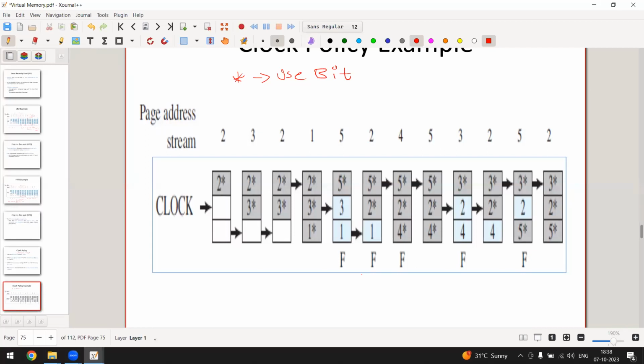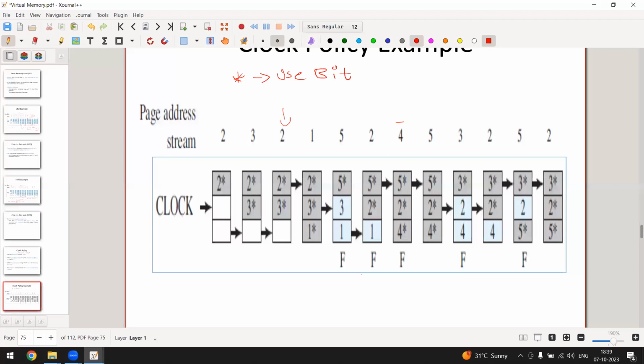So let's start with 2. When 2 is brought in, its use bit is set. Then 3 is brought in, its use bit is set. And again 2 is referenced, so its use bit is already set, and you don't need to do anything at this point. Then 1 is brought in, its use bit is set, and the pointer is here.